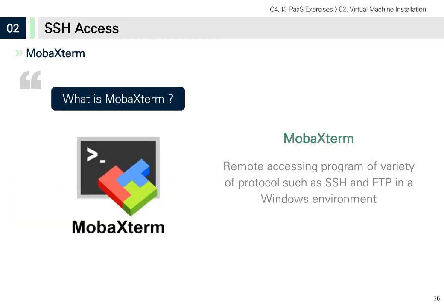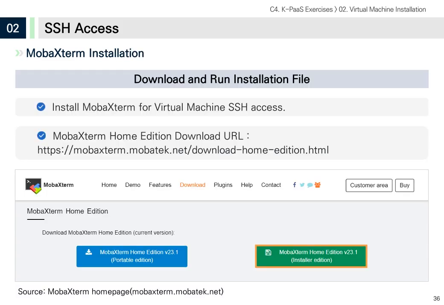Part 2. SSH Access. To be followed by installation of terminal program for Windows. The program we will be using for this training exercise is MobaXterm. MobaXterm is a remote accessing program used to access the server from local system. We will be using this program since it provides secure file transfer protocol, which allows you to upload and download files directly. Follow the link in the textbook for MobaXterm installation.